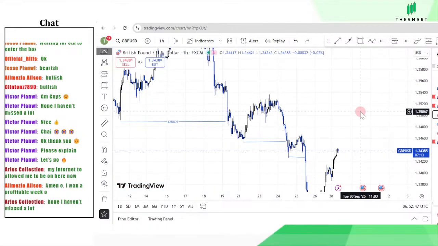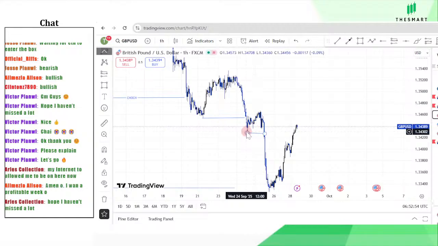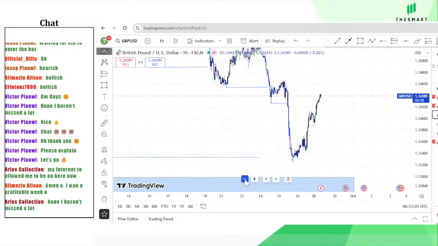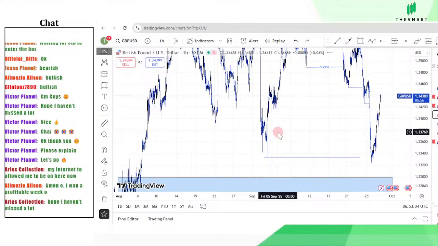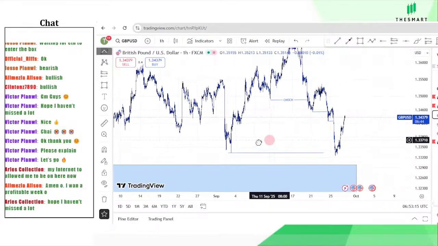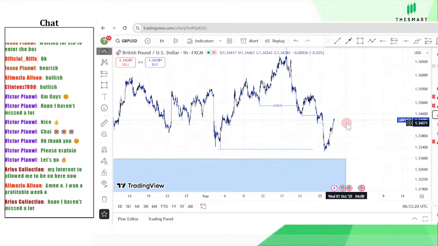This is the last break of structure, and price has already tapped into this 1 hour order block we were expecting, swept that low, and price is retracing to the upside. So what was our bias for GU for today?